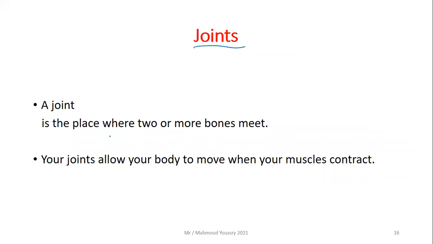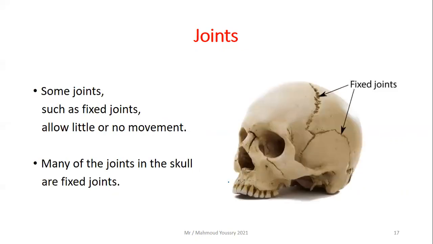A joint is a place where two or more bones meet. What is a joint? It's a place where two or more bones meet. Your joints allow your body to move when your muscles contract.